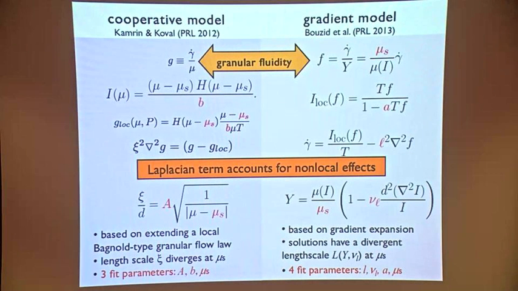Okay, and both solutions, when you go through the whole model, you will end up with a diverging length scale at mu s. Both of them have this prediction. Okay, there's a slight difference. This one is symmetric, which you can see here. Mehdi's model, that prediction is asymmetric. But they both have a divergence.